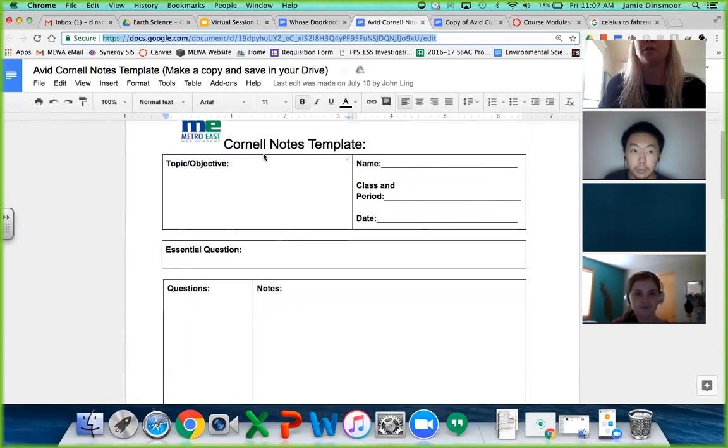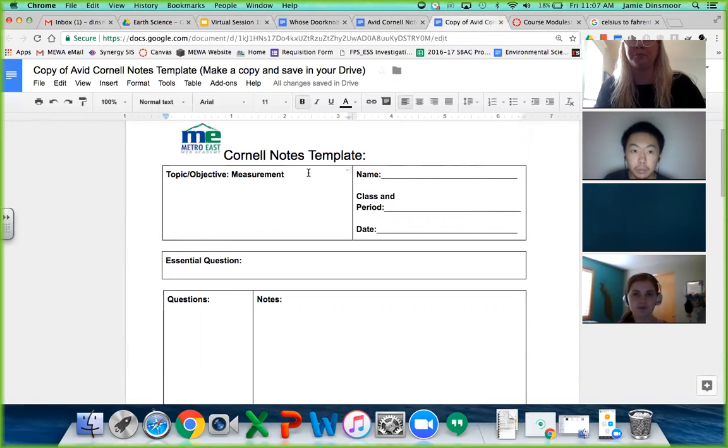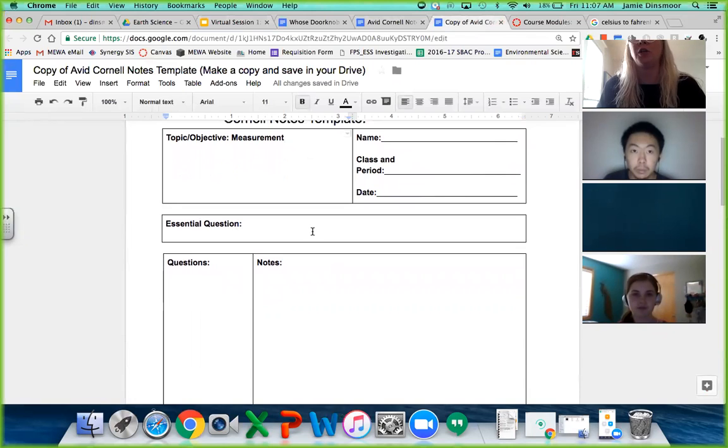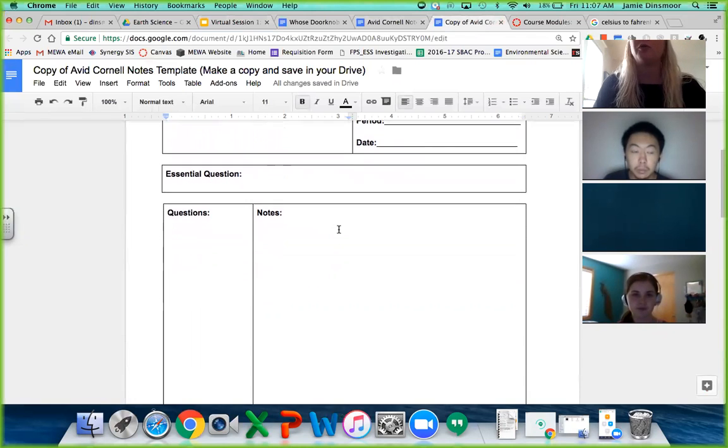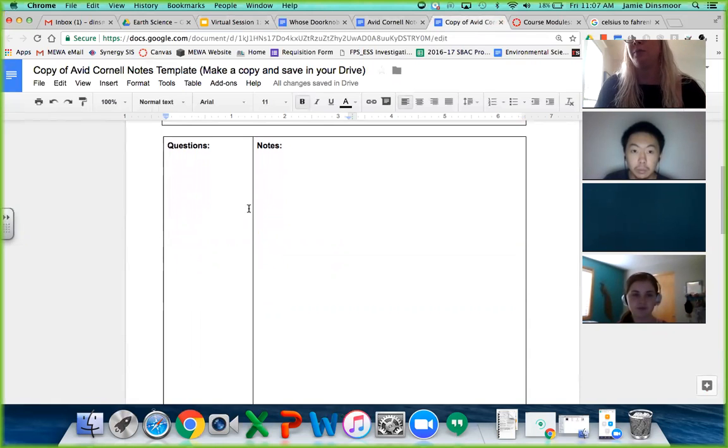So for the topic or objective, we are going to be putting measurement. And in a second, I'll tell you what our essential question is for this lesson. And then as we go through the lesson, I'm going to give you some hints about what questions you should be writing in the left side. And in the right side is where you're going to be putting your notes.